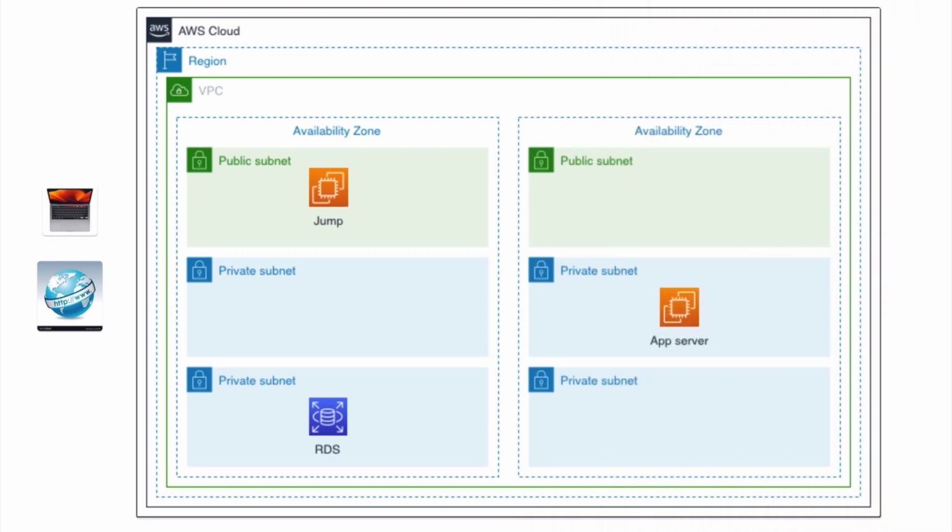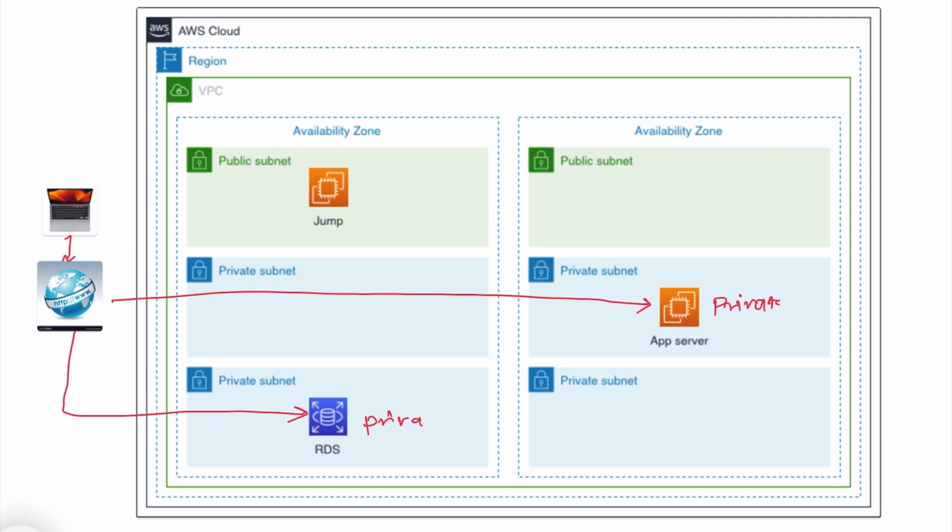So here we have a typical 3-tier VPC subnet architecture with a public subnet layer and two private subnet layers, one for application and the other for databases. The ask here is to connect to the RDS instance and the app EC2 instance from my Mac machine over the internet. However, since these are private instances, we won't be able to connect directly to them from our local machine.